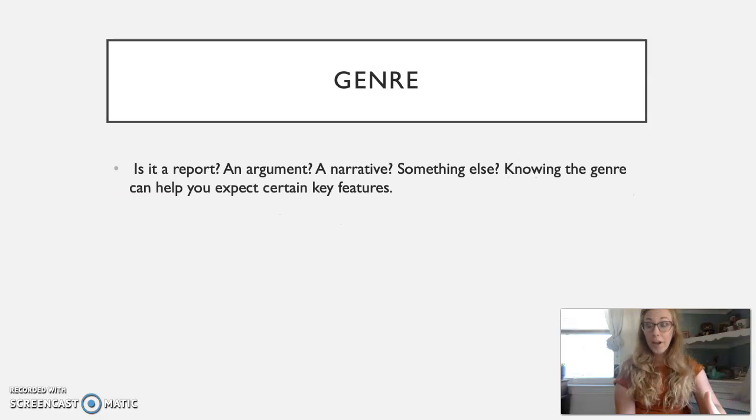Next is genre. So is what you're reading a report? Perhaps are you supposed to write an argument, a narrative, something else? Knowing the genre can help you expect certain key features.